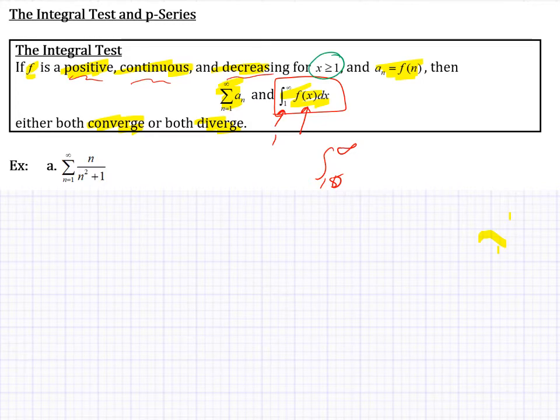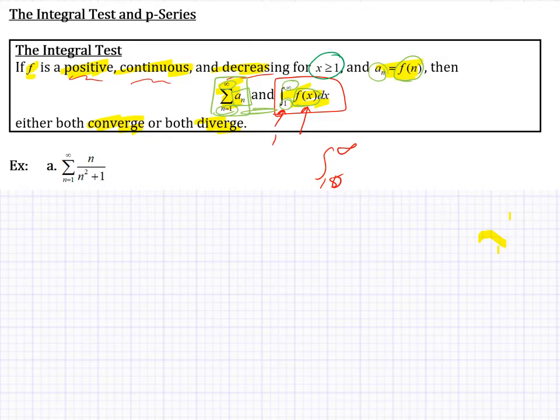Then we're going to look at this series here. The starting point of the integral and the starting point of the series have to be the same, and they're both going to infinity, so we're going to match those up. Then it says that a sub n and f of n have to equal each other. So basically the function here has to generate the same thing that the series generates.